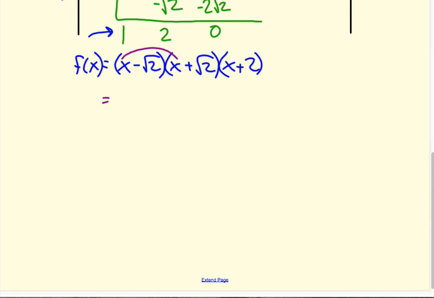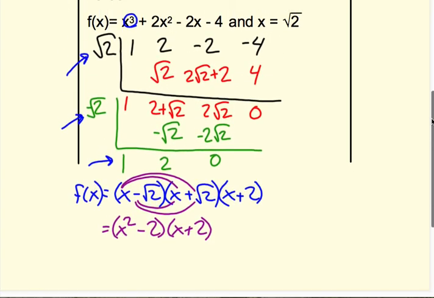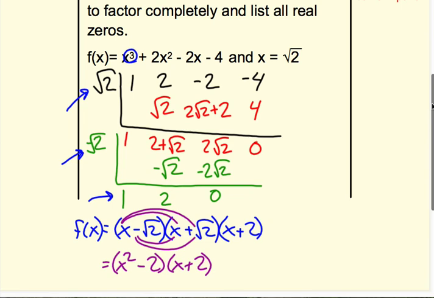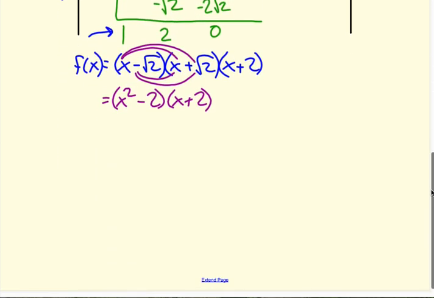So we get x squared, the positive square root of 2x, and the negative square root of 2x will cancel each other out. That's what's nice about conjugates. And negative root 2 times positive root 2 is negative 2. So this is our official final factored form of the function we were given. And the last piece is to list all real zeros. So make sure you answer all parts of the question as well.